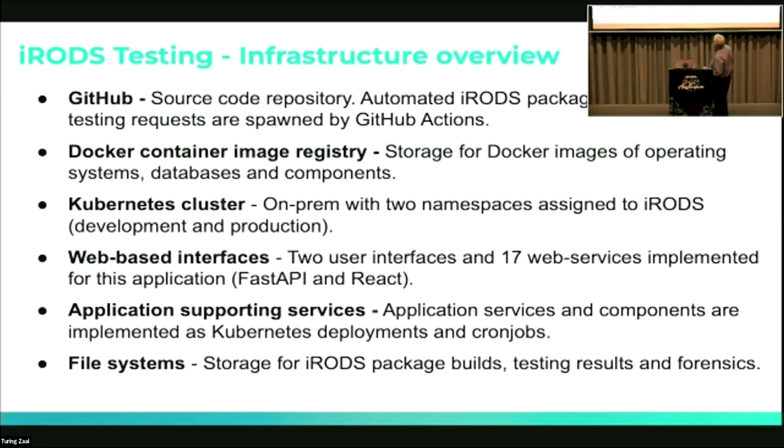The application supporting services, all these services that we're talking about here that are part of this whole application, are all running inside of Kubernetes, so it's sort of self-sufficient. Everything is running in one spot. And of course, there are file systems involved here where the test results are placed, and the web services will actually pull the test results and forensics to the local client of the person who made the original test request.